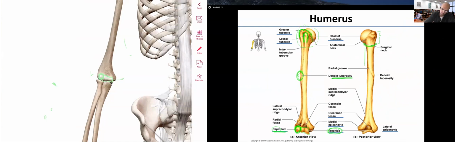So capitulum on here and trochlea on here. What are those two articular surfaces articulating with? They are articulating with the two bones of the forearm. The lateral bone articulates with the capitulum. The lateral bone of the forearm is called the radius. And the medial bone of the forearm that articulates with the trochlea is called the ulna. So again, we have two articular surfaces in the distal end of the humerus. Those are my capitulum and my trochlea. Capitulum articulates with the radius, and the trochlea articulates with the ulna.